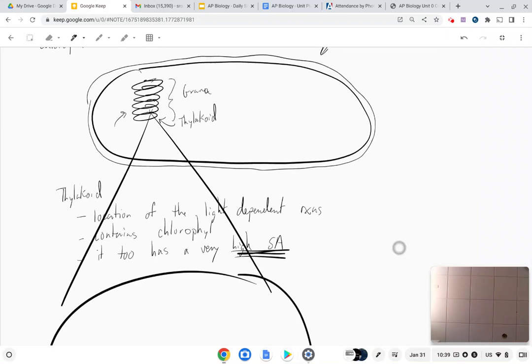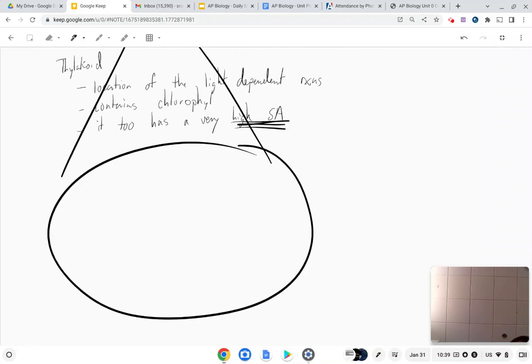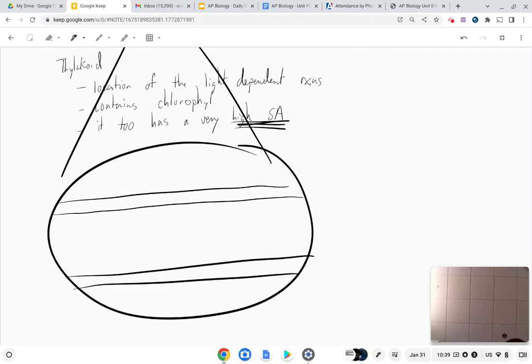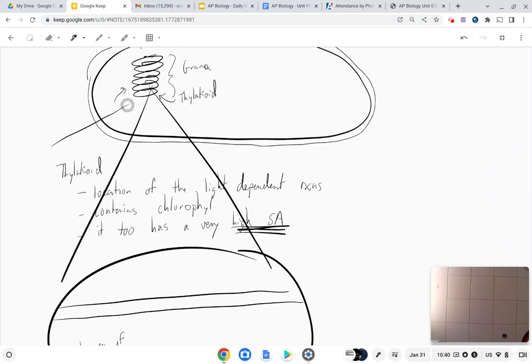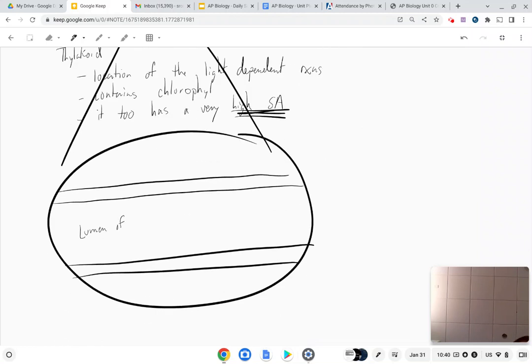So if we zoom in on that thylakoid, what we would see is this. I guess you'd call this the lumen of the thylakoid, which is the inside space. So the lumen would be in here, right? But then it's encapsulated by two membranes. Got a membrane here and a membrane here.